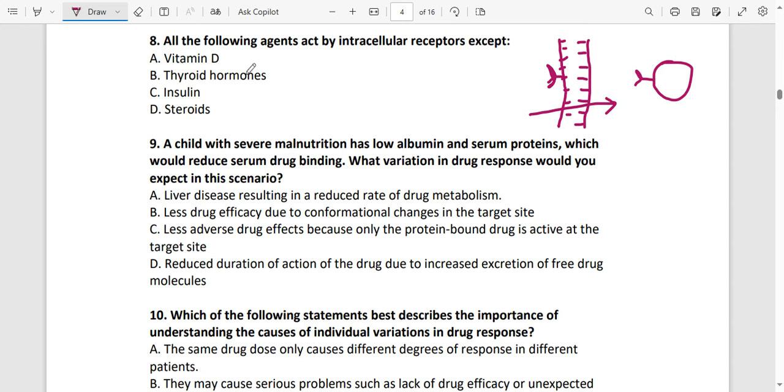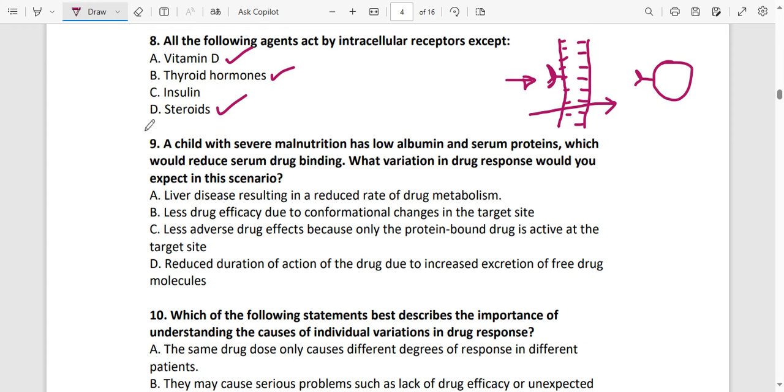Vitamin D is a lipid soluble vitamin. Thyroid hormones are lipid soluble. Steroid hormones, these are lipids. So they all go into the cytoplasm. Insulin is not. So it will bind to this receptor here. Okay, so the answer is insulin.